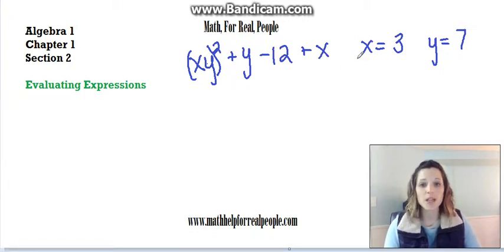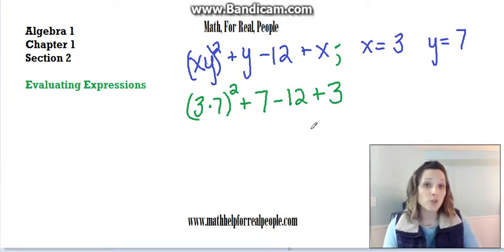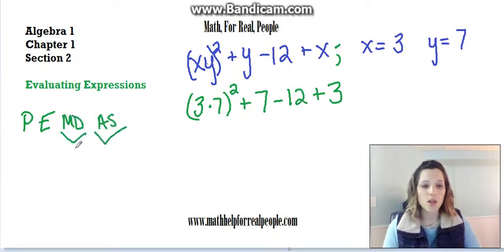So let's plug it in first. Here's what they will have when they give you a problem like this. You plug in your x and your y, so you have 3 times 7, you keep the parentheses. I just plug everything in first. I don't even worry about what's happening. I just say there's a y, I put a 7. There's an x, I put a 3. All right, now do order of operations, which is please excuse my dear Aunt Sally, and remember left to right.